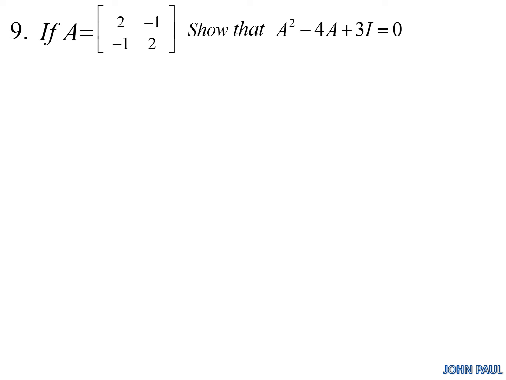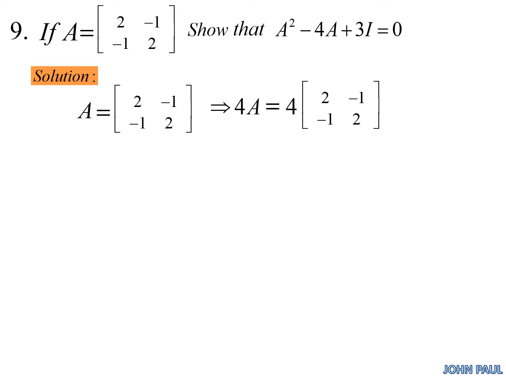Ninth problem: if matrix A is given, show that A square minus 4A plus 3I equal to 0. Same like the previous problem. Given A, we have to find 4A. So multiply 4 into A. That is, 4 times 2, 4 times minus 1, 4 times minus 1, 4 times 2. We get 8, minus 4, minus 4, 8.